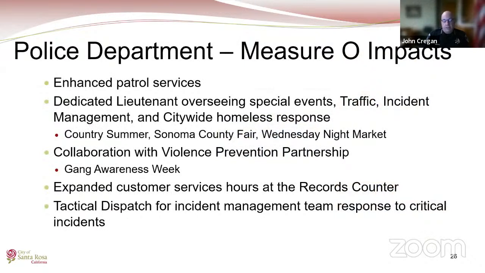So here are some of the things we're doing with those 16 funded positions directly from Measure O. First is enhancing those patrol services, and that's those 5 additional officers in patrol. Those officers are helping us with some of the rising crime that we're seeing here in the city of Santa Rosa. We'll talk about that in some of the future slides. They help with our wildfire evacuation planning and help with so many other areas.